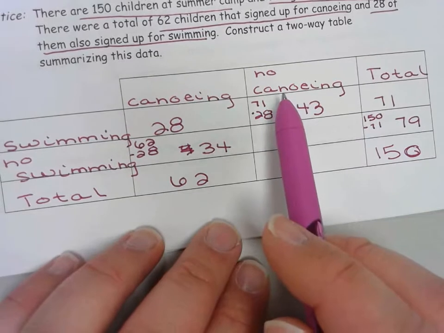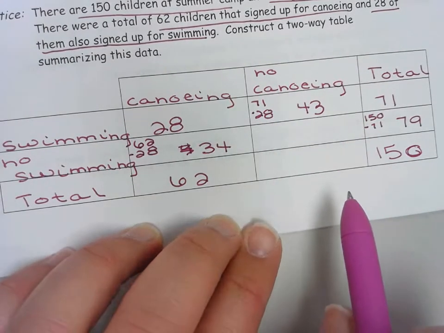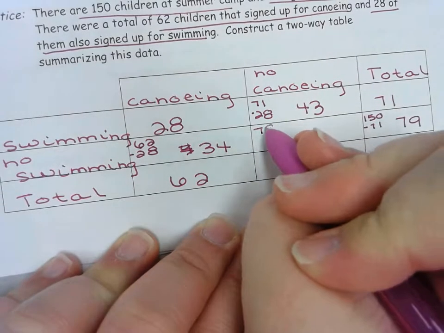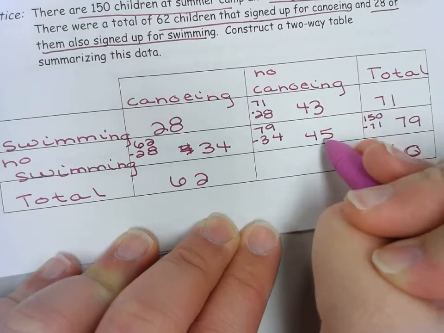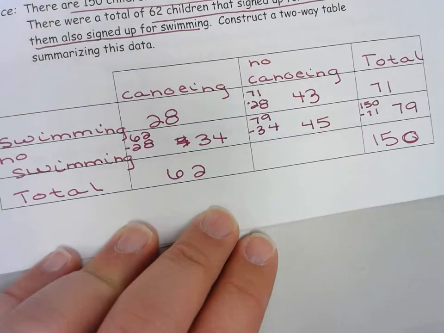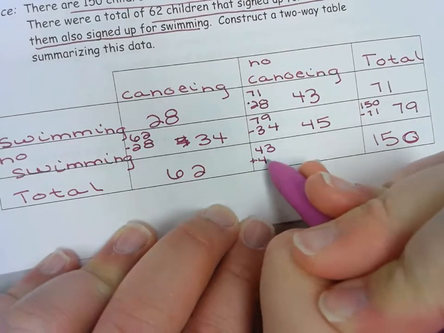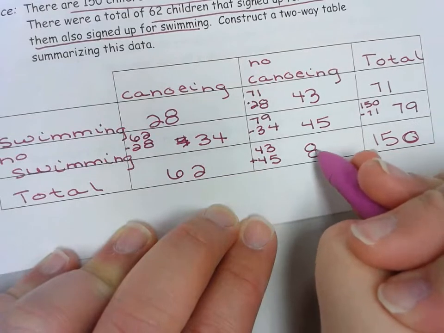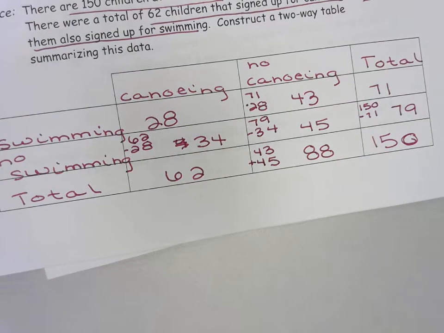How can I find the number of kids that did no canoeing and no swimming? 79 minus 34, which will give me 45. And then 43 and 45 gives you the total for no canoeing, the total number of kids that did not do canoeing. So 88. Okay, questions on that?